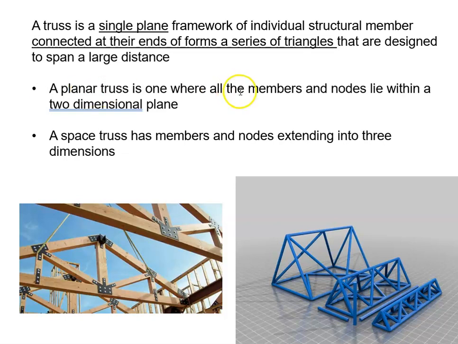The planar truss is the one where all members and nodes lie in a two-dimensional plane, and that's what we see here. These are our most common trusses, what we think of typically when we hear trusses. A space truss has the members and the nodes extending into the third dimension, and that's what we see here on the right.